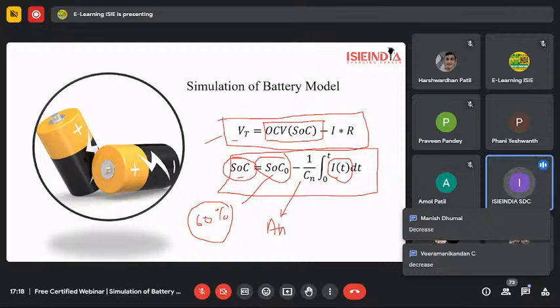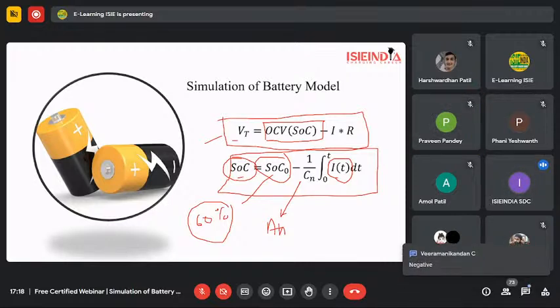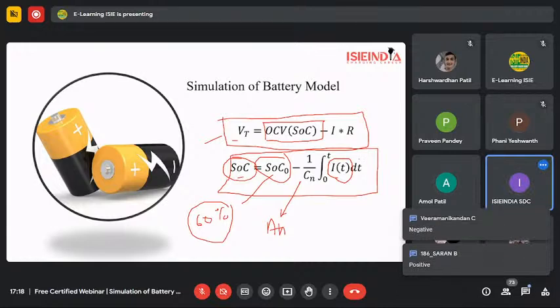So what does it mean? What should be the value of current here? Negative or positive? Yes, I'm saying, what should be the value of current? It will be negative. Are you sure? Positive. Yeah, it should be positive.